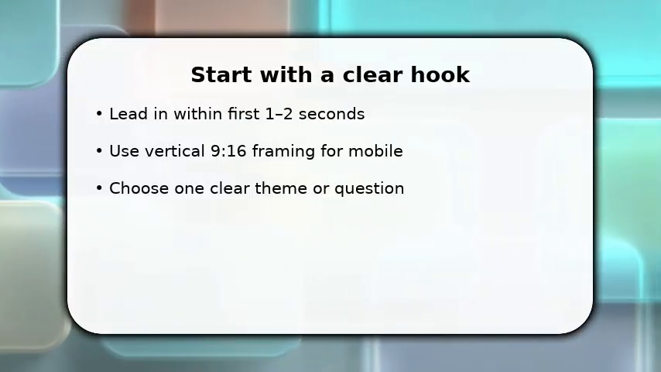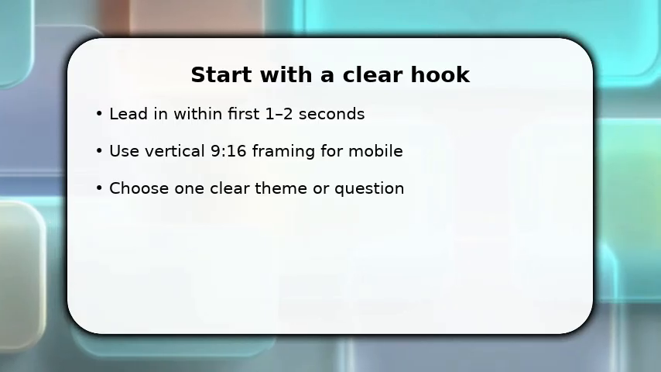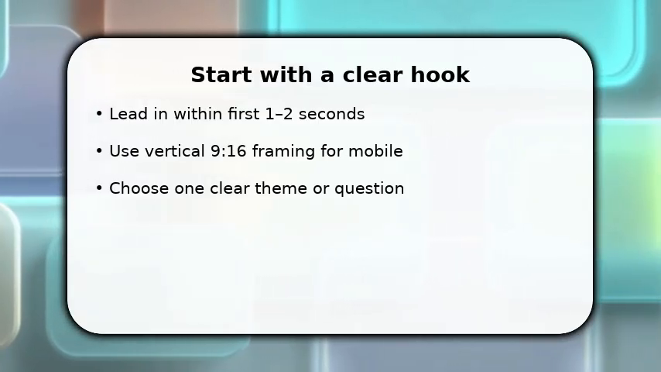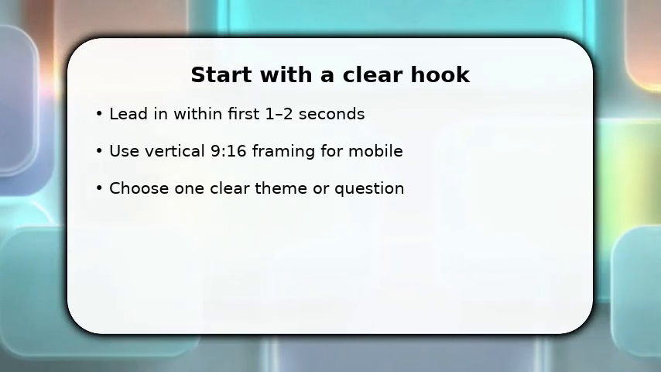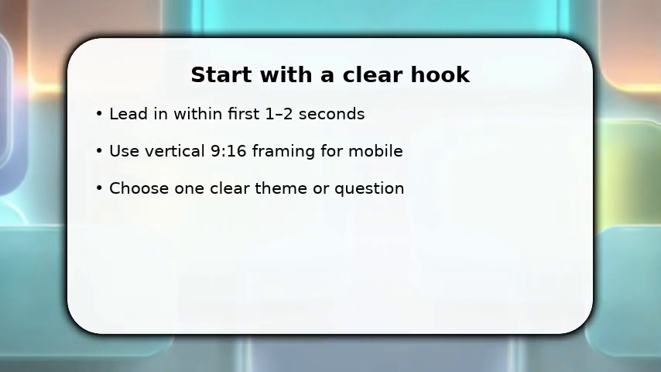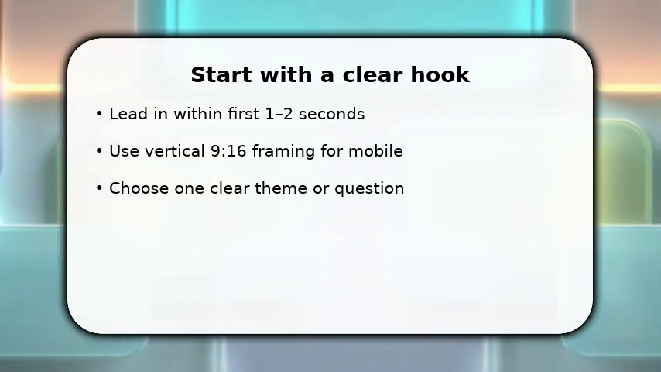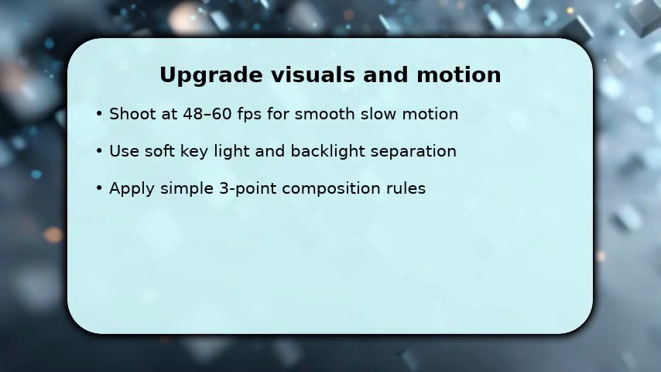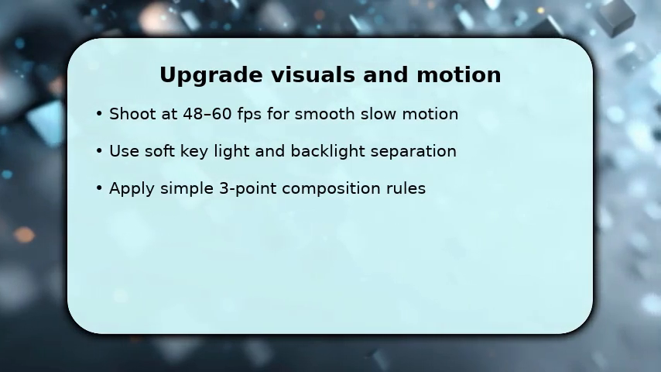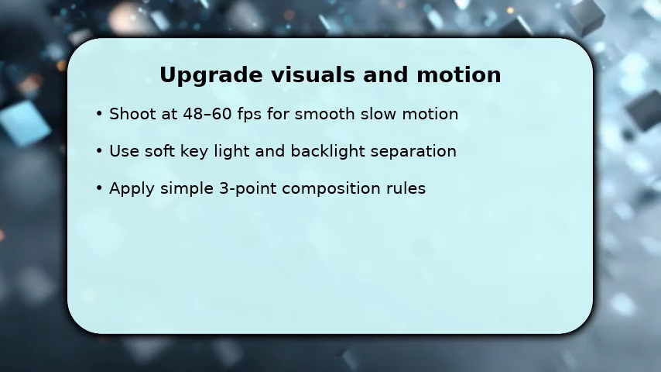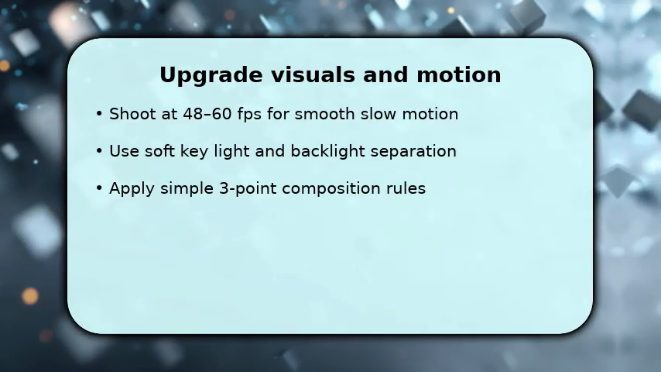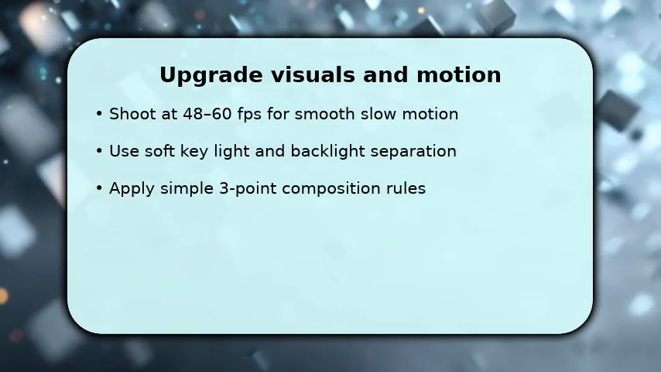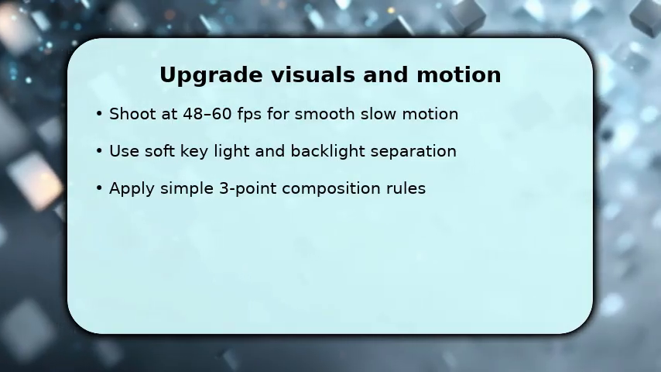Then set exposure manually or lock AE/AF to prevent mid-shot jumps, because stable visuals and steady sound are the foundation of perceived quality. You now focus on motion and lighting to look professional. Record at higher frame rates like 48 or 60 FPS if you plan soft, slow motion. This reads as cinematic. Once done, place a soft key light and a subtle backlight to separate you from the background. This increases depth and viewer retention.